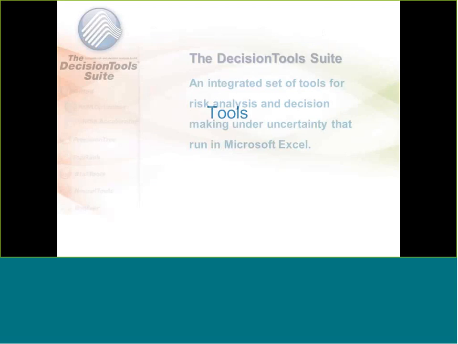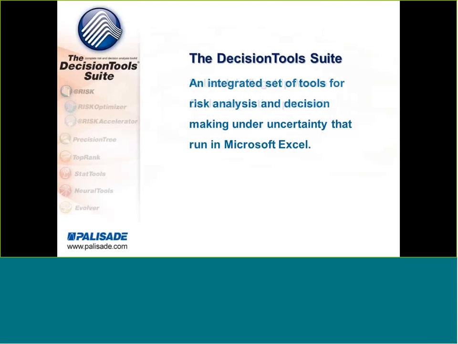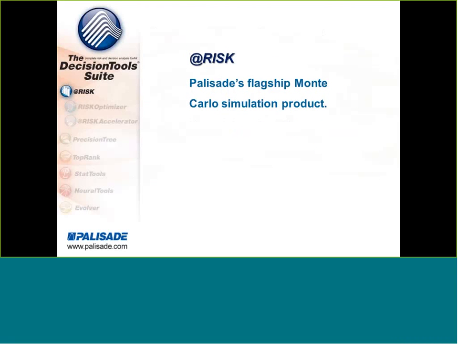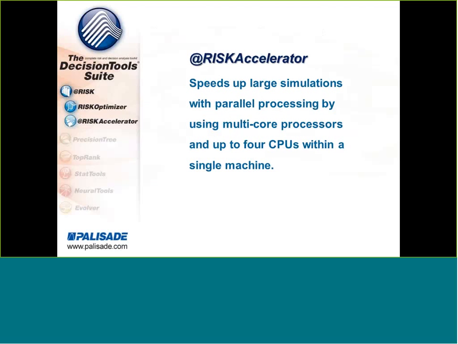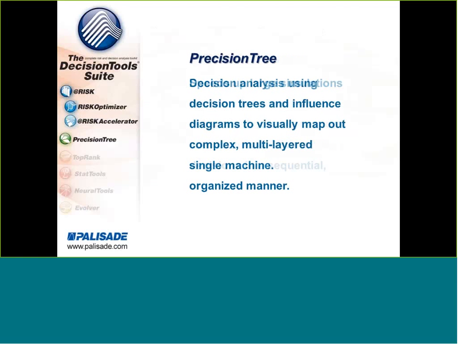Okay, I'm going to briefly go over the tools within the Decision Tools Suite. @RISK is what we're going to be spending the bulk of our time with, as well as RISKOptimizer. The other tools that I'll be mentioning here, it's just a summary. RISK Accelerator is a built-in function that harnesses the multiple CPUs within your device to help make the simulation and optimizations run quickly. PrecisionTree is also an add-in to Microsoft Excel. It's a decision tree and influence diagram software. It integrates very nicely with @RISK.